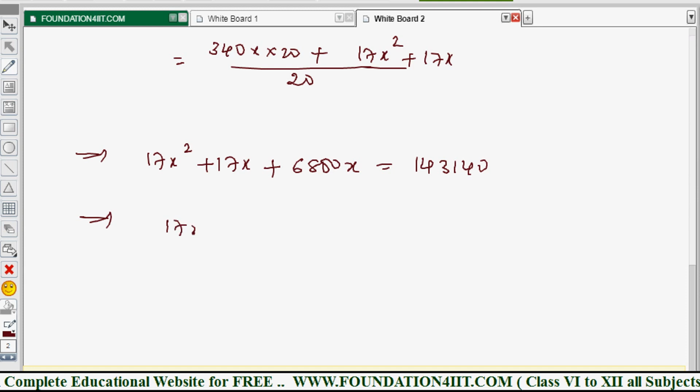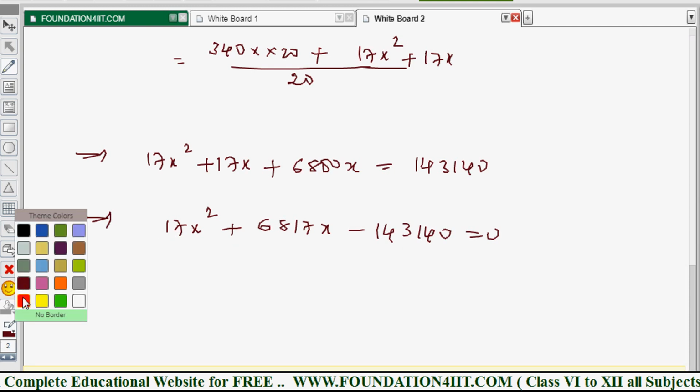By simplification, take all the terms to one side, and that is 17x square. You get one quadratic equation that we need to solve, plus 17x plus 6800x, that is 6817x, minus 143140 is equal to 0, that is 1,43,140. Now to make the equation simple, you can check with 17. You can divide by 17, or else take 17 common.